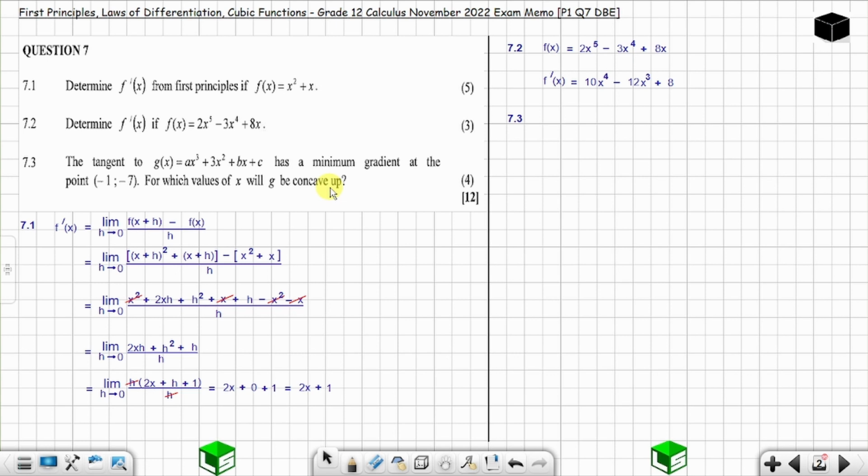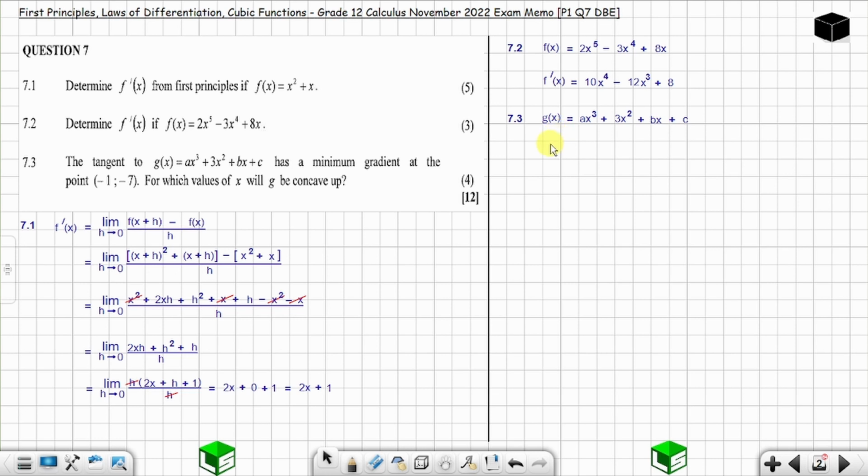To determine where the graph is concave up or concave down, we need the second derivative. g of x is equal to this. This is what you are given. Let's get our second derivative. Before we can get our second derivative, we need our first derivative first.